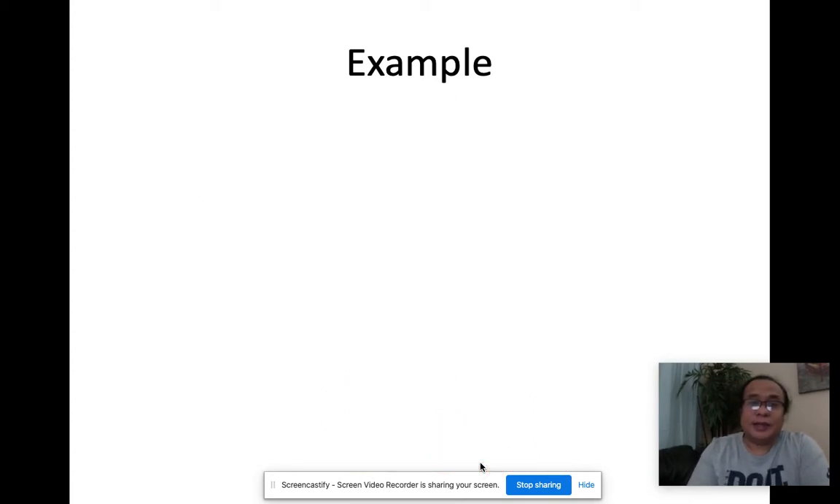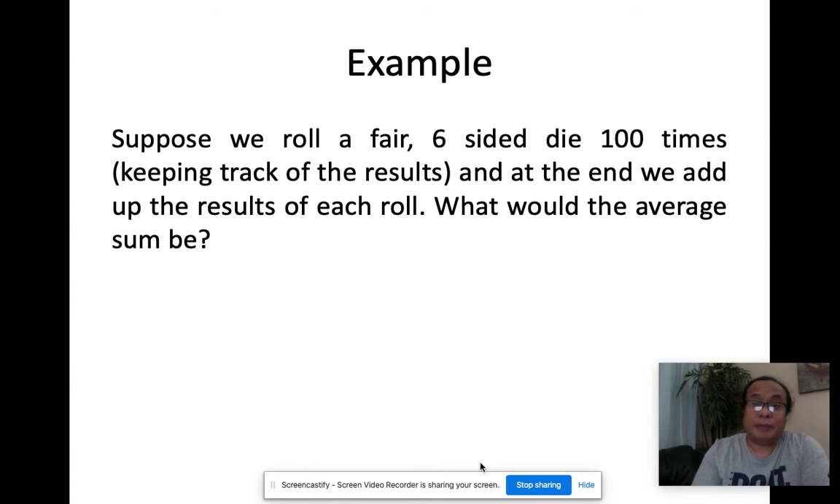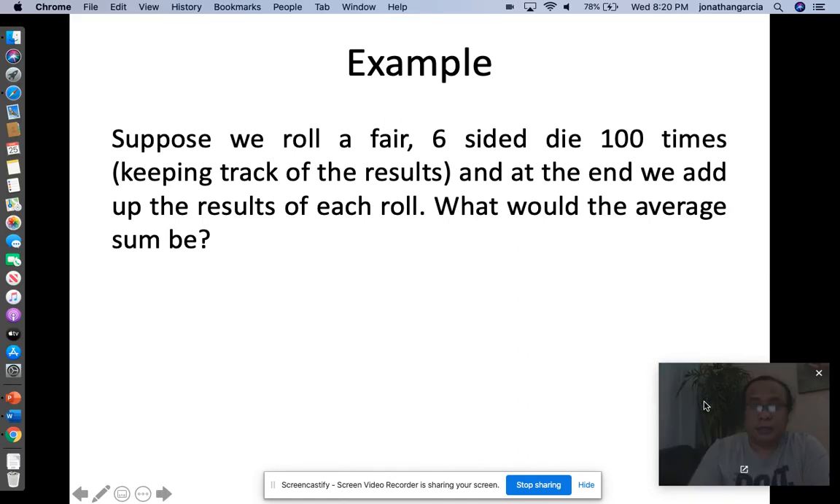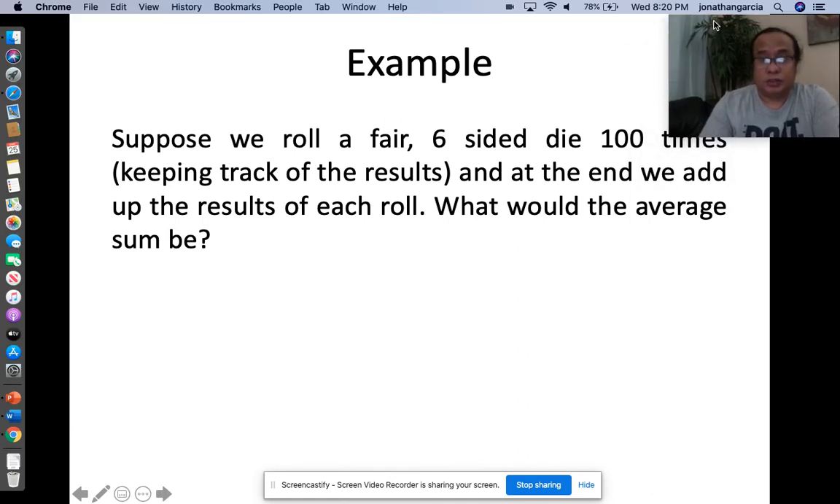Next example. Pay attention. Suppose we roll a fair six-sided die 100 times, and we keep track of the results. At the end, we add up the results of each roll. So what would the average sum be? To illustrate, you roll the dice 100 times, every time you take note of the number, and after rolling 100 times, you add them all up. What would the average sum be?